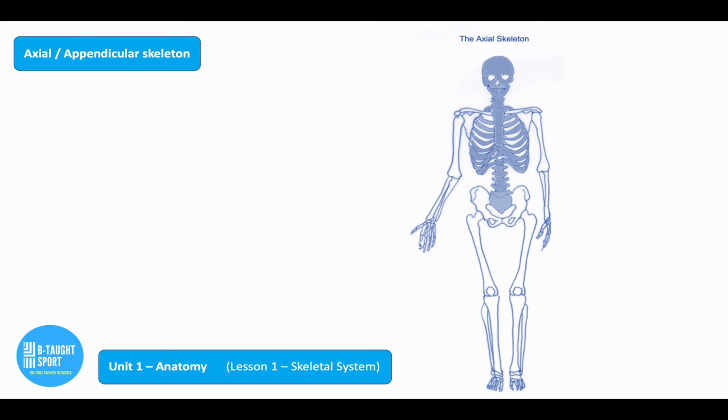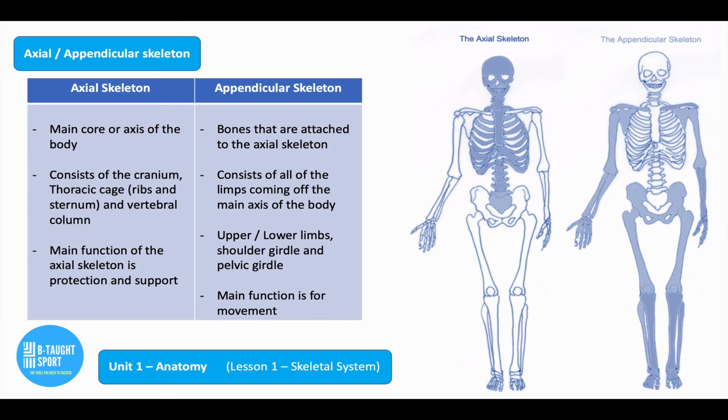Now, moving on, again, this should be done in GCSE PE or BTEC level 2. You have the axial or appendicular skeleton. Now, two very simple diagrams on the right hand side. The first one is the axial skeleton. If you look at the bit that's highlighted, it is the main core or the axis of the body, and the main function of this is for protection and support. If you look at it, it is the main part of the body as well, whereas the appendicular, everything comes off it. So the axial skeleton actually consists of the cranium, thoracic cage, which is the ribs and the sternum, and also the vertebral column. Now, it doesn't include the pelvic girdle, so don't get confused with that.